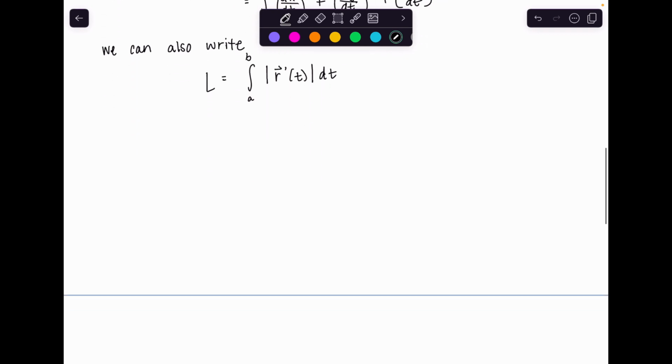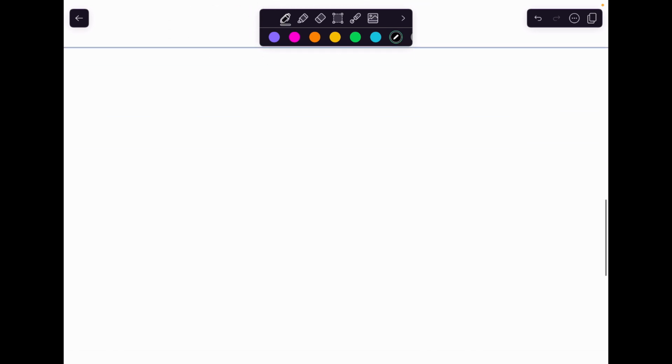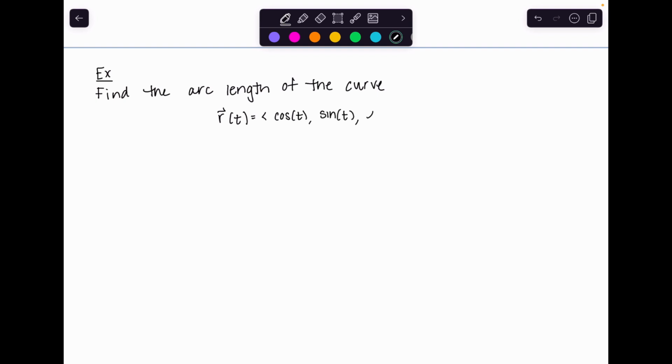So let's try an example. Let's go to a nice new page. We're going to find the arc length of the curve which is r of t, and it has components cosine of t, sine of t, and then natural log of cosine of t. Specifically from t equals 0 to t equals pi over 4.